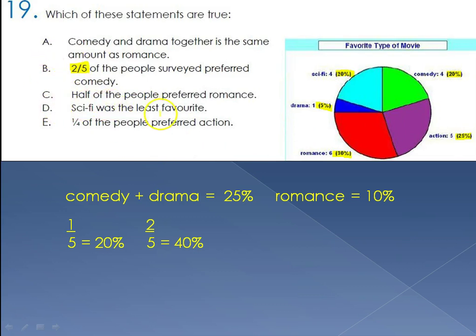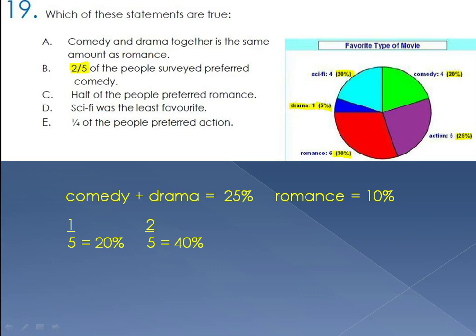Let's see C. Half of the people preferred romance. So what does half mean in percentage? Half means 50%, which is incorrect because that's 30%. D, sci-fi was the least favorite. Even if you just want to look at the colors, you'll see which is the least favorite, and that is drama. So it's not sci-fi. Sci-fi was 20%. The least favorite was drama.